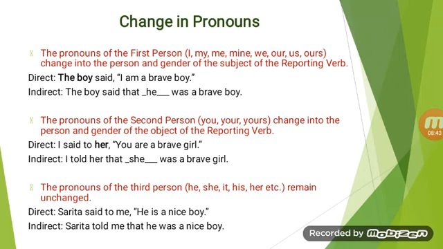Here we have changed said to into told me, because said to has an object, me. So we have used told here, and the third person pronoun remains unchanged, that is, he was a nice boy. We have used the pronoun he here according to the rule. So these were the three rules.